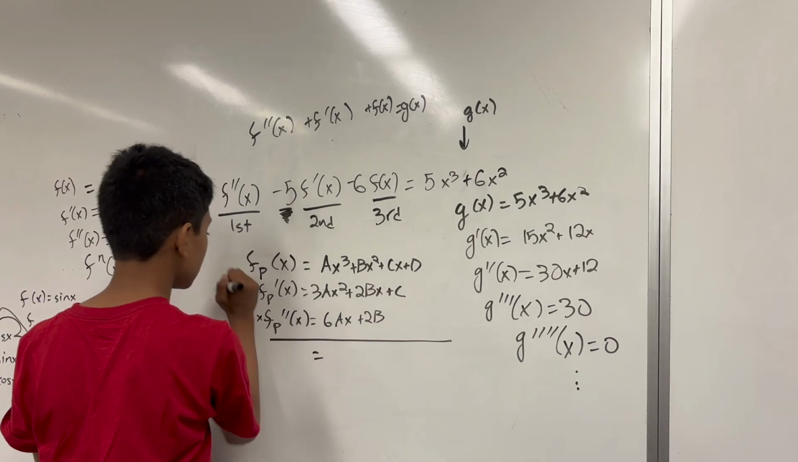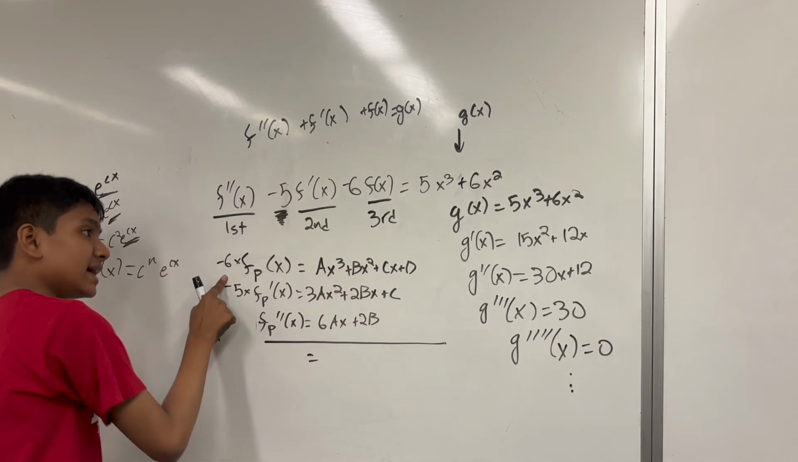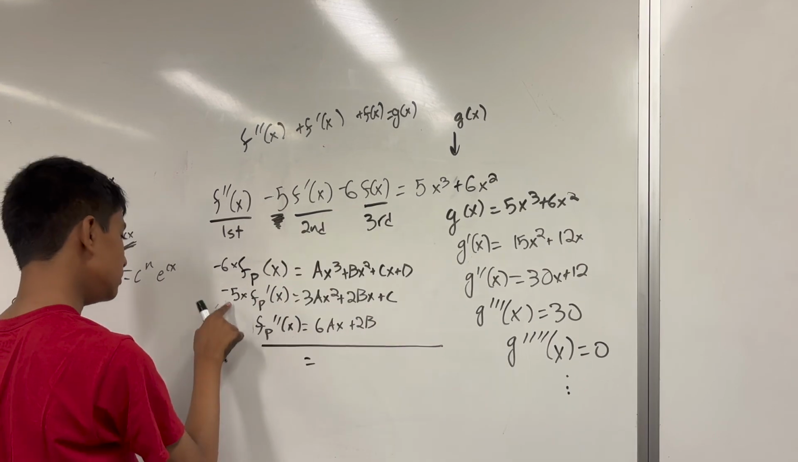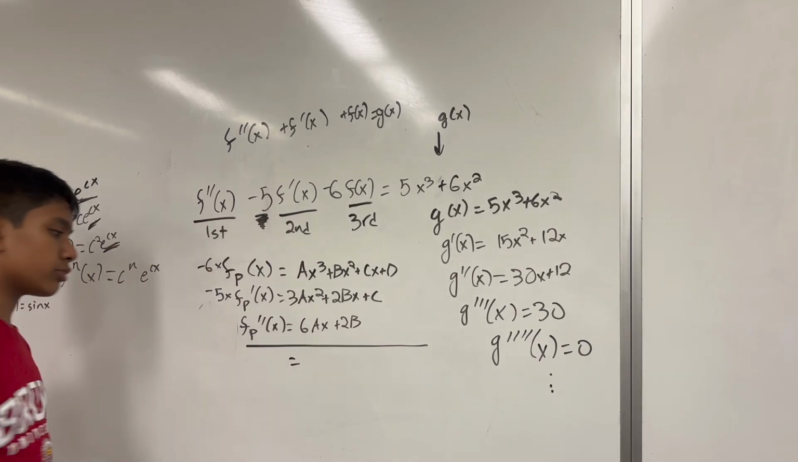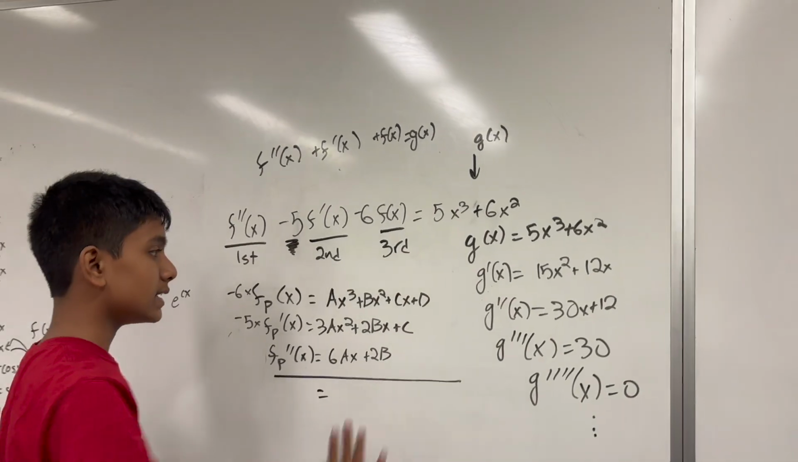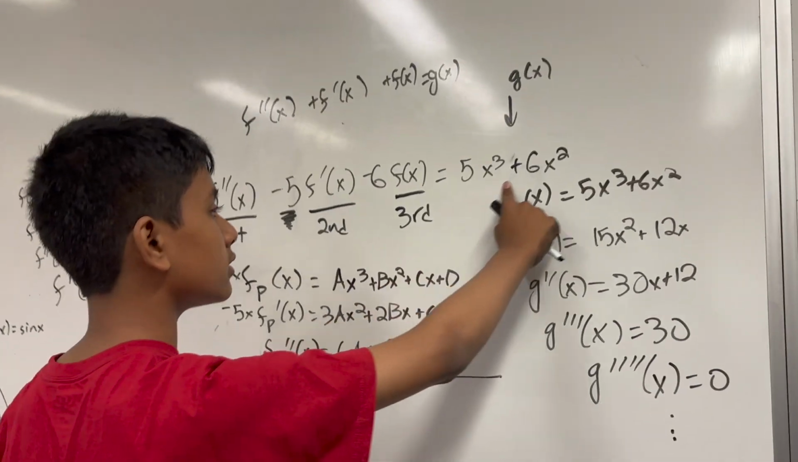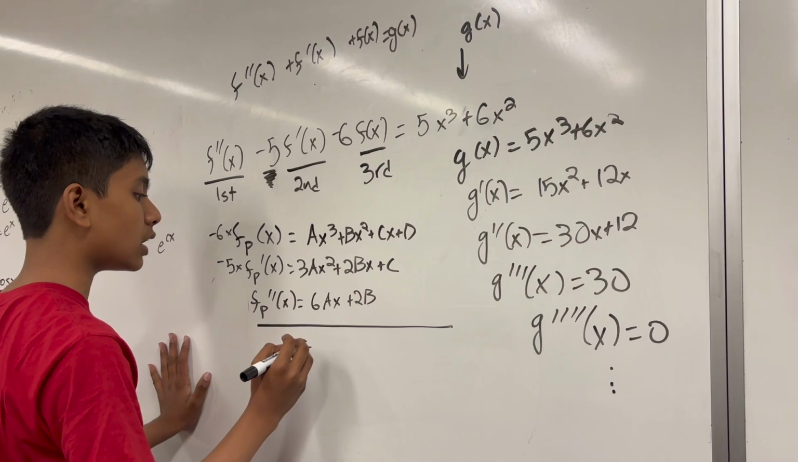So minus 6 f of x minus 5 f prime and f double prime. Pretty simple. And all this has to do is add to what's on the other side, just like these. Pretty simple, right? You can see the correspondence.